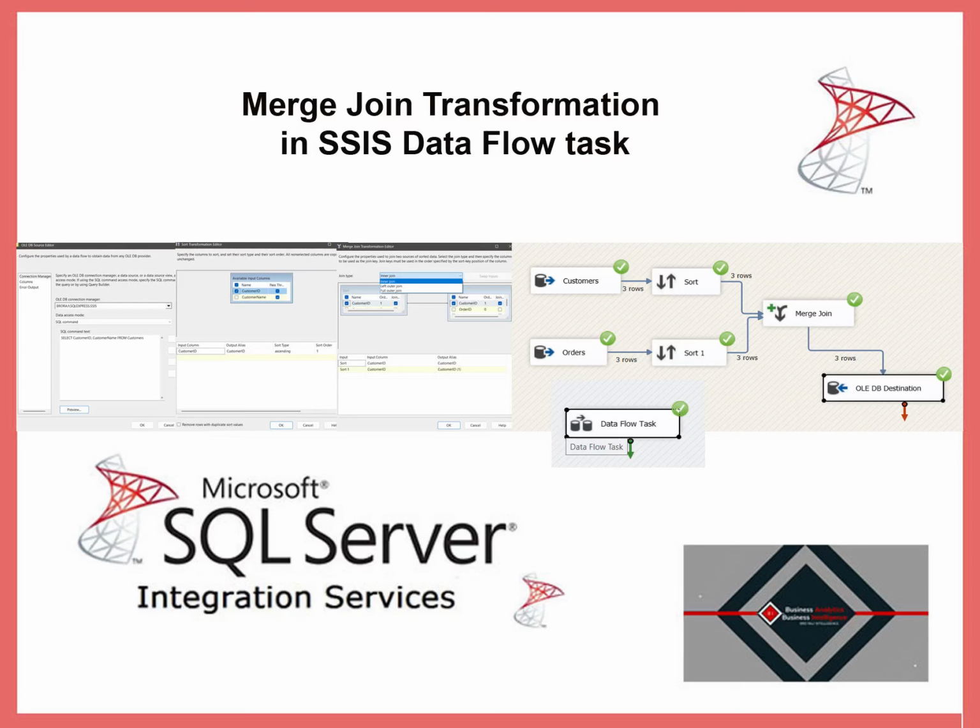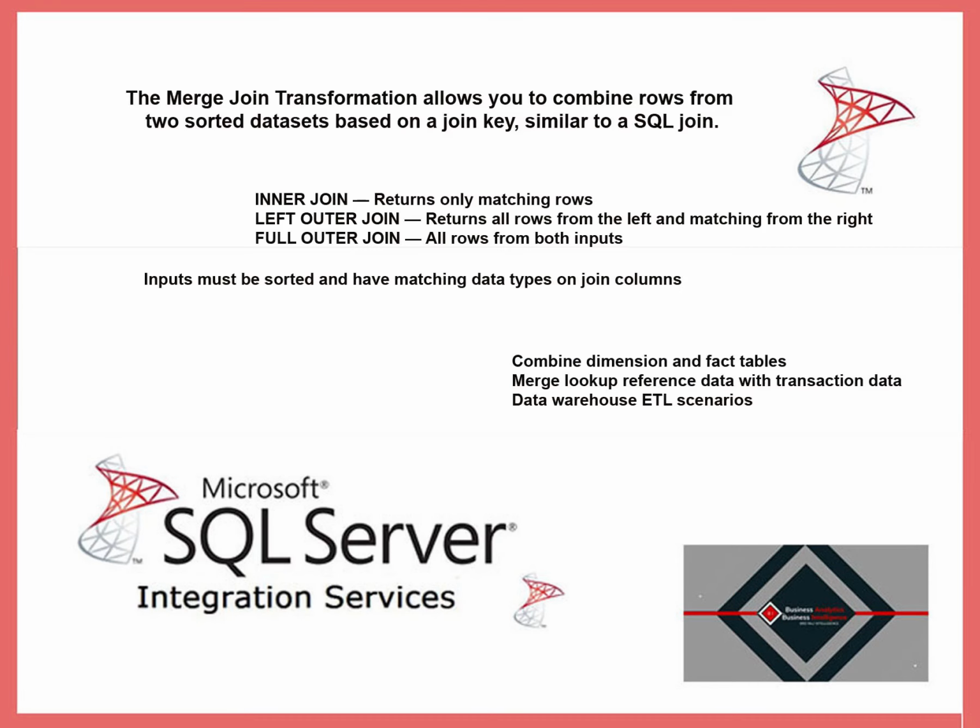This video is part of the series of SSIS tutorial videos. In this video, we are going to discuss the merge join transformation. The merge join transformation allows you to combine rows from two sorted data sets based on a join key. It is similar to SQL joins. So obviously we have inner join, left outer join and full outer join. Today we are going to deal with inner join, which returns only matching rows in both tables.